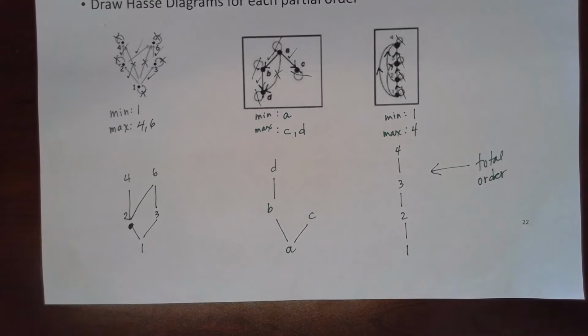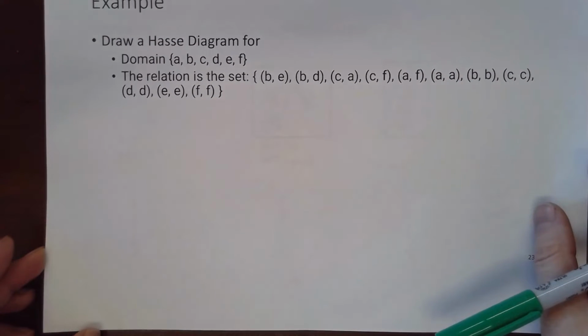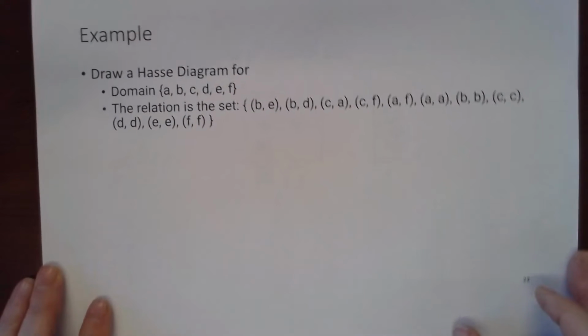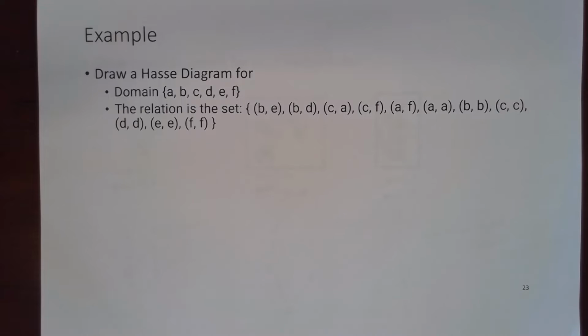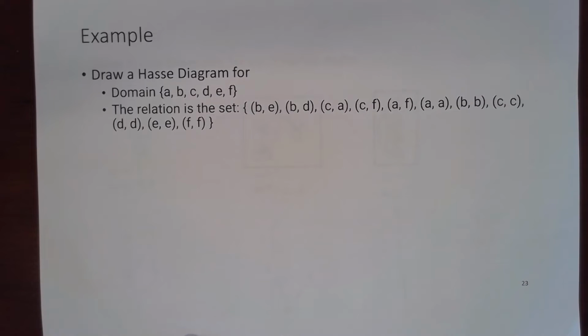Okay. So that's creating a Hasse diagram from a directed graph. We also might want to be able to draw a Hasse diagram from just a list of ordered pairs that describe the relation. Okay, so definitely a Hasse diagram is way easier to make sense of than just a list of ordered pairs, right?